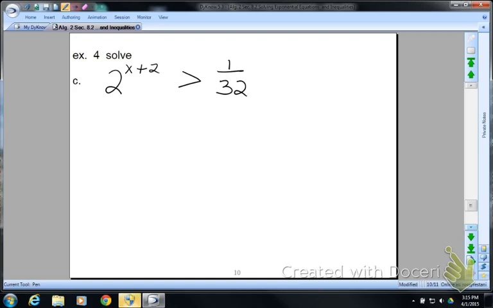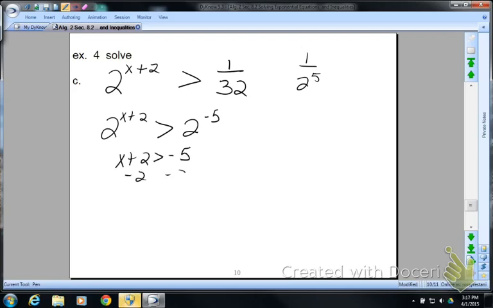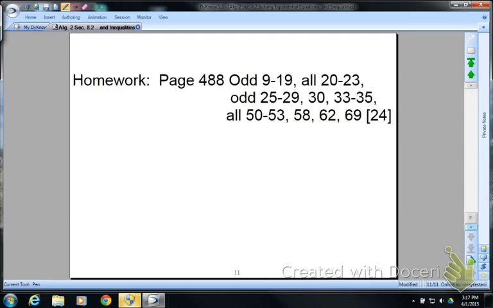Okay, y'all do example C by yourself. So we put each one, left side equal to the right side, subtract 2, so x is greater than negative 7. And interval notation is negative infinity to negative 7 with a parentheses. And that is your assignment.